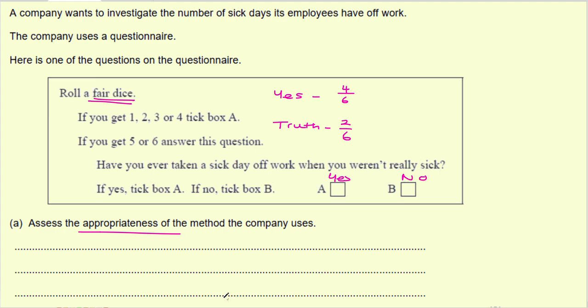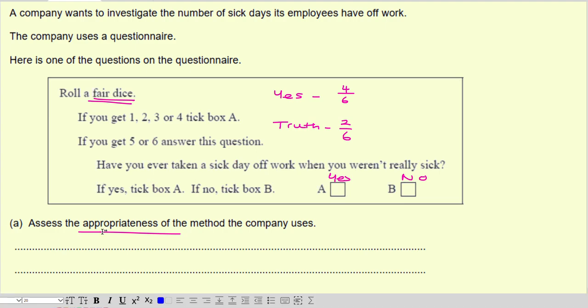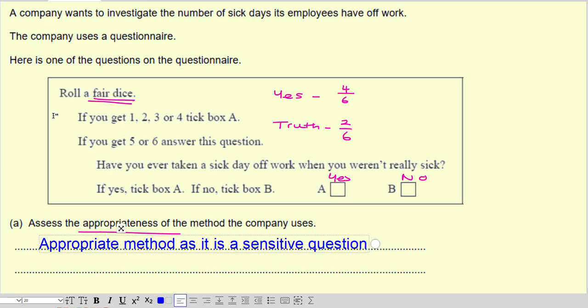So appropriate method, as the question is sensitive. Okay, that's what I'd recommend there.